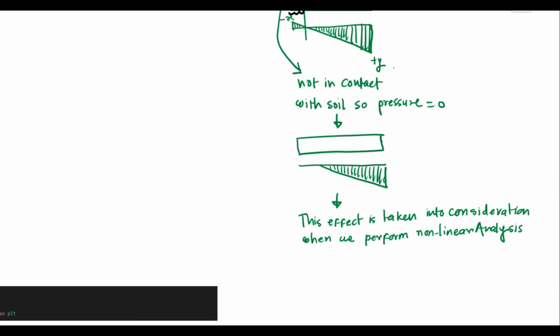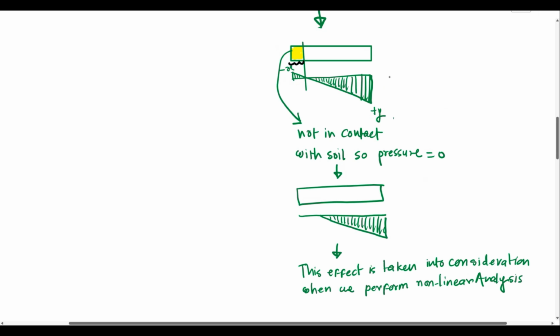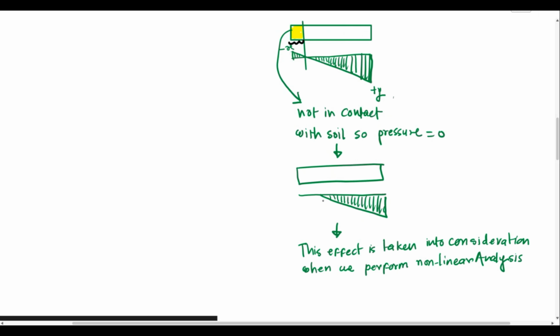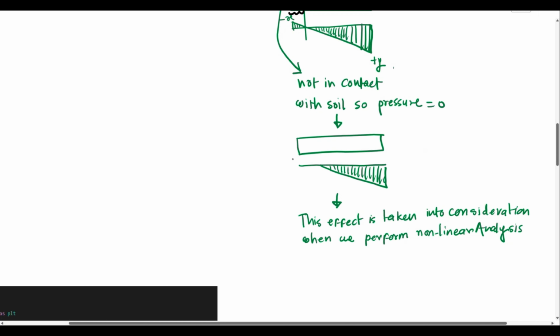So that's what many engineers do. They actually run the linear analysis first. They check whether negative pressures are coming into the picture. If yes, they run the nonlinear analysis and the redistribution of pressure happens. And with respect to those values, they check the soil pressures. Now, this was the overall concept.